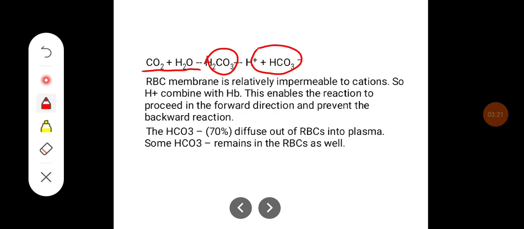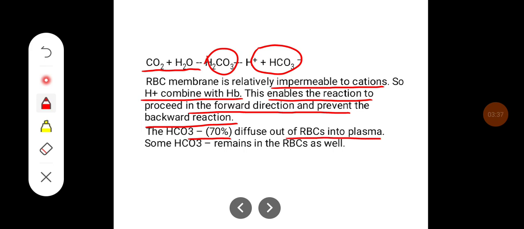RBC membrane is relatively impermeable to cations, so H plus ions combine with hemoglobin. This enables the reaction to proceed in the forward direction and prevents the backward reaction. 70% of the bicarbonate diffuses out of the RBC into plasma and 30% of the bicarbonates remain in the RBC.